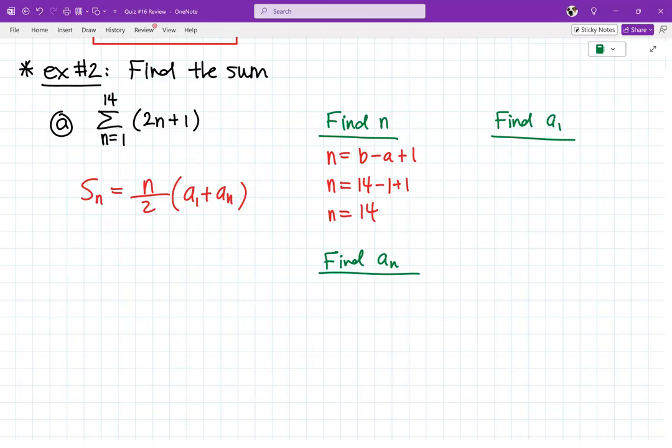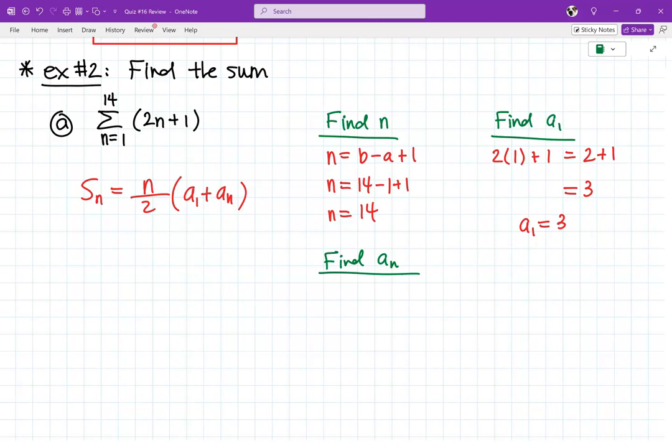To find a sub 1, you're going to get your lower bound, which in our case happens to be a 1, and plug it into the little formula 2n plus 1. So it's 2 times 1 plus 1. That's 2 plus 1, that's 3. So a sub 1 is 3. Whatever the lower bound is, if this happens to be a 6, you plug a 6 into the 2n plus 1. If it's a 1, you plug in a 1.